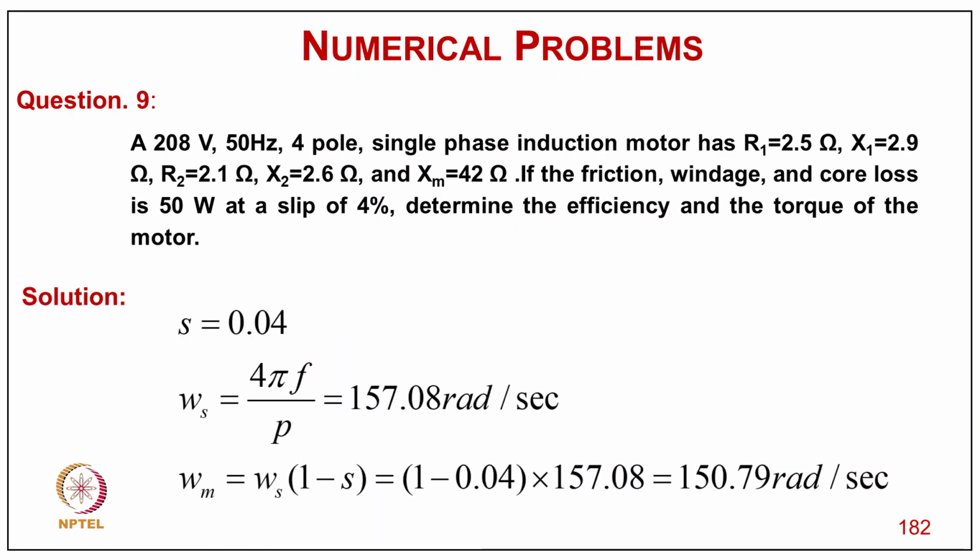So question 9. A 208 volt 50 Hz 4 pole single phase induction motor has R1 equal to 2.5 ohm, X1 2.0 ohm, R2 equal to 2.1 ohm, X2 equal to 2.6, and Xm equal to 42. The friction windage and core loss is 50 watt and the slip is 4%. Determine the efficiency and torque of the motor. So slip is 0.04, and omega s is 4 pi f by P, so 157.07. Omega m is (1 minus s) omega s, so it comes 150.79 radian per second.